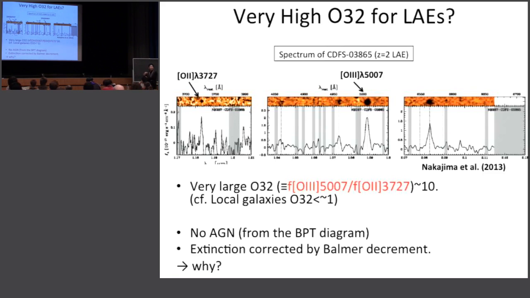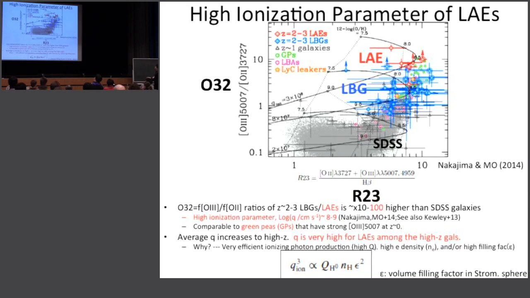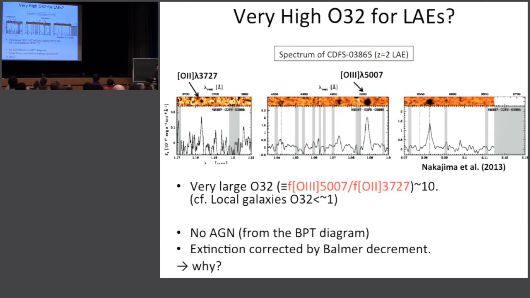If you look at other Sloan Digital Sky Survey galaxies, they show O32 is unity or below unity. Well, you may think that this system has an AGN, but if you look at the BPT diagram, there is no indication of an AGN. And you may worry about extinction for the bluest band, 3727, but this value was obtained by an extinction correction using the Balmer decrement. So why do you have this? This is just a single example, but there are many such systems.